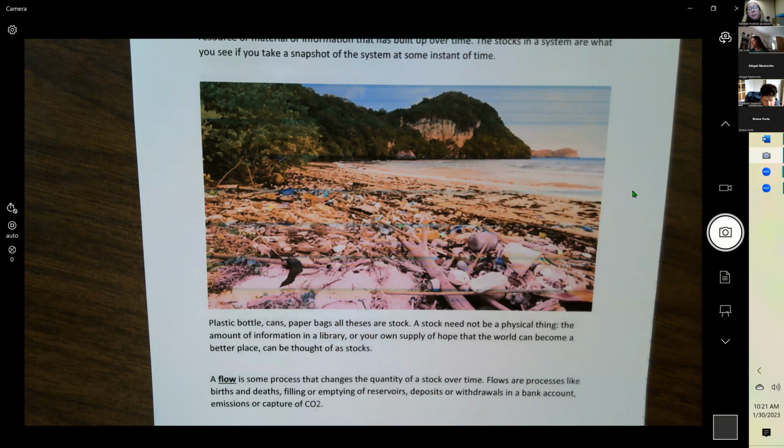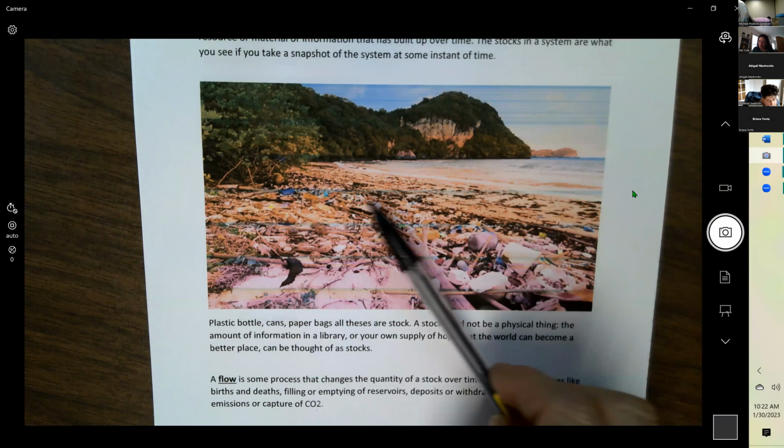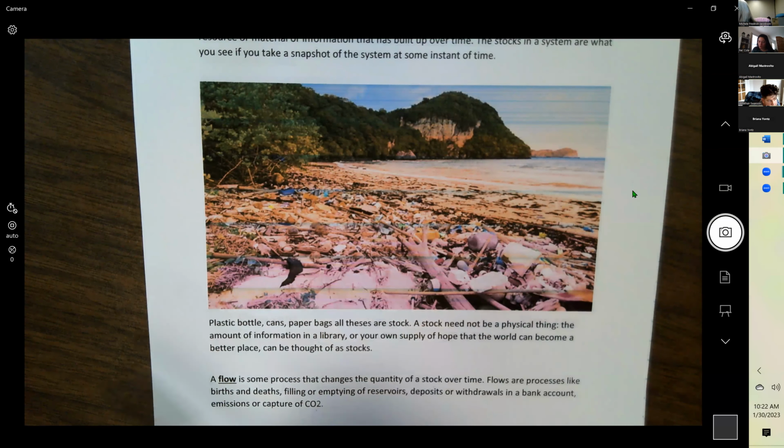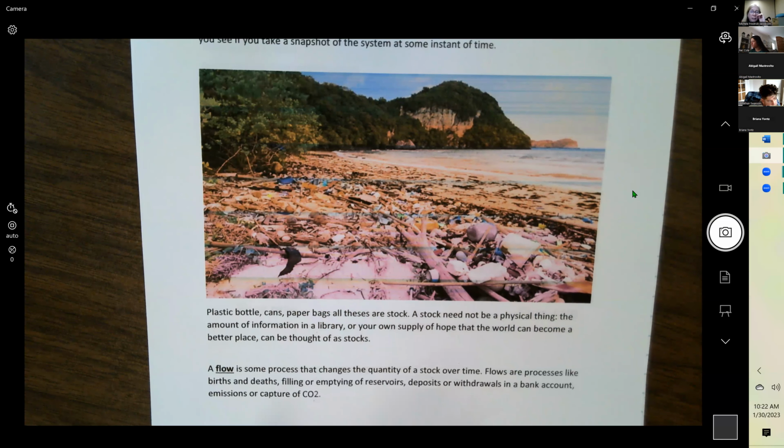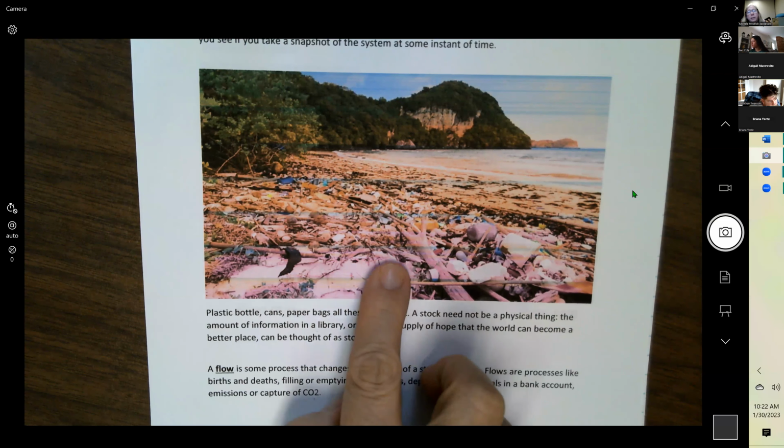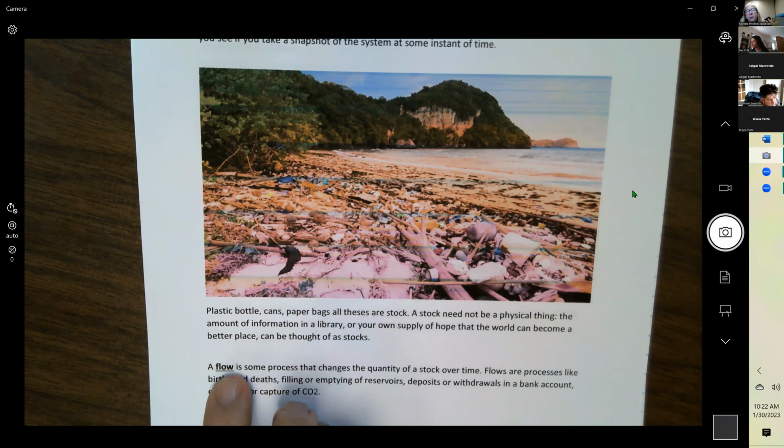Flow is how much goes in and out. Flow is some process that changes the quantity of the stock over time. So is there more coming in onto the beach? Are there people who are coming in and cleaning it out? And so there's inflow and outflow, which is on the next page. But the flow is the amount coming in or out of the stock. So whatever your stock is, when you're talking about the flow, you're talking about it coming into the area or going out of the area.